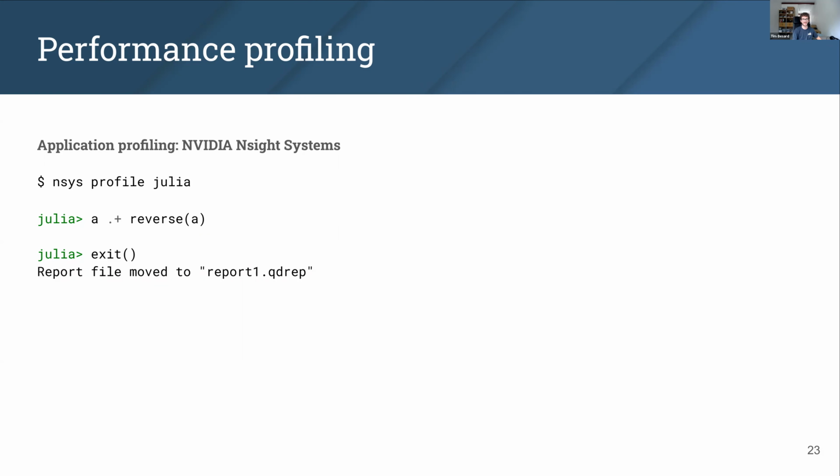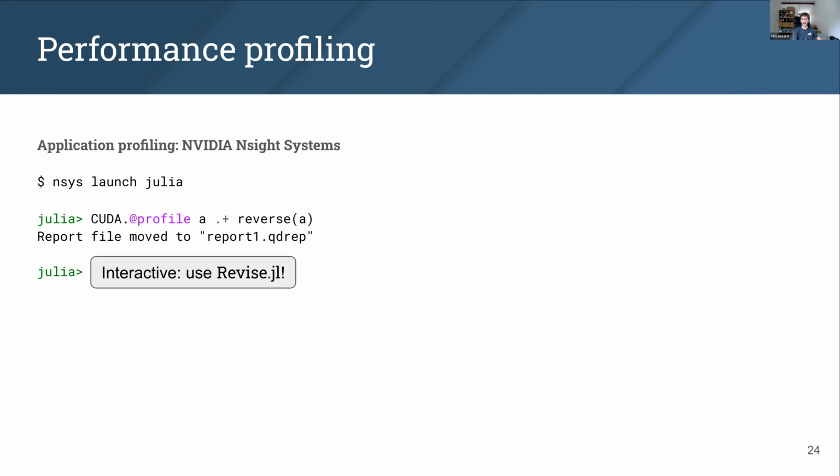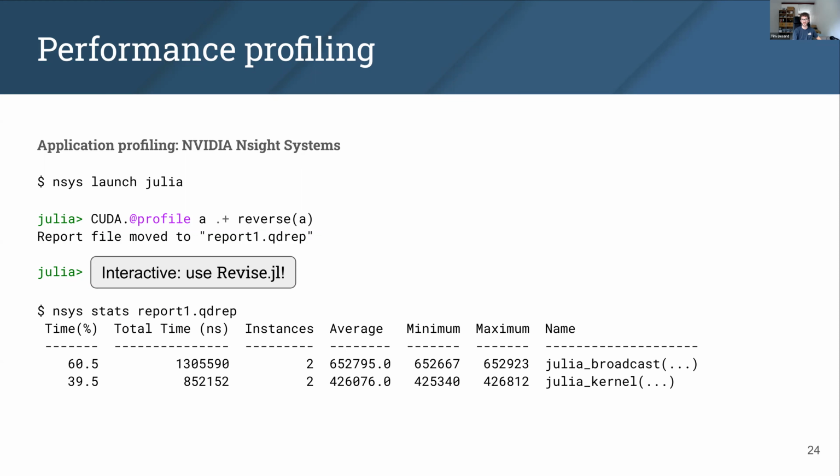Another way of invoking Nsight Systems is by using nsys launch. This has the advantage that we won't have to exit our Julia session, where we can just profile and revise our code interactively. In order for Nsight Systems to generate a report file, we have to wrap our expression in the CUDA.@profile macro, whereas otherwise Nsight Systems would have profiled our entire application. Again, we get an output file and we can use it with nsys stats to see some superficial statistics about our kernels.